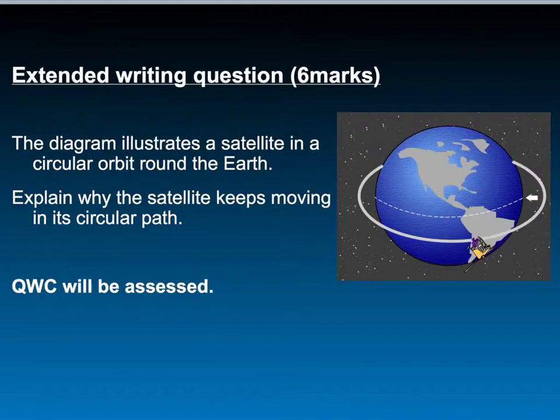What I'd like you to do now is stop the video and have a go at this extended writing question. This will be one that will be worth 6 marks in your exam.